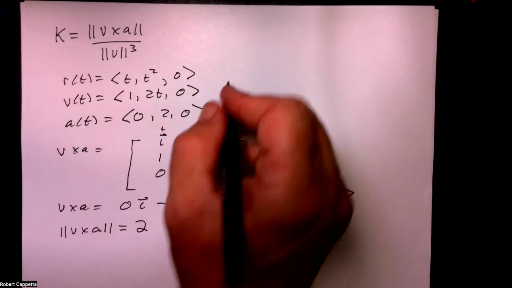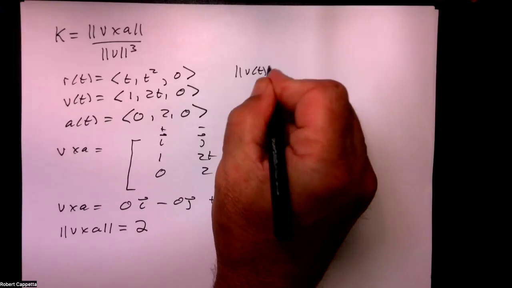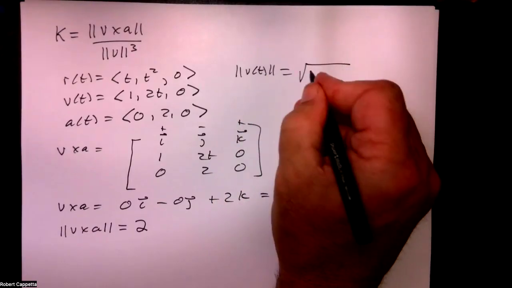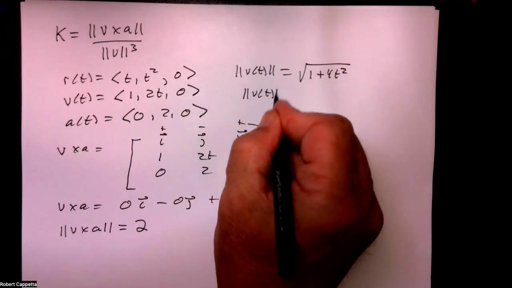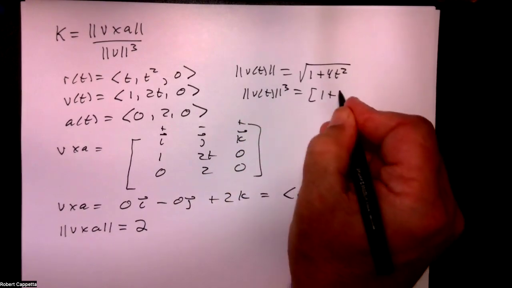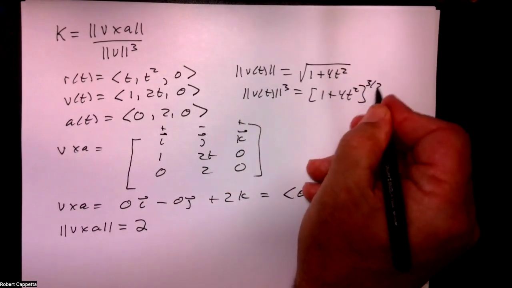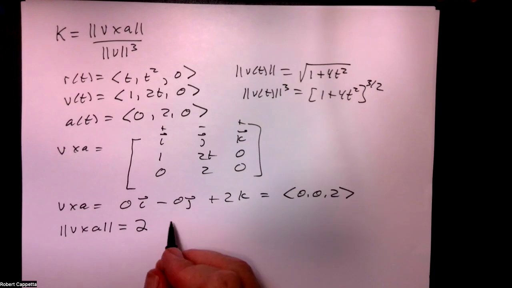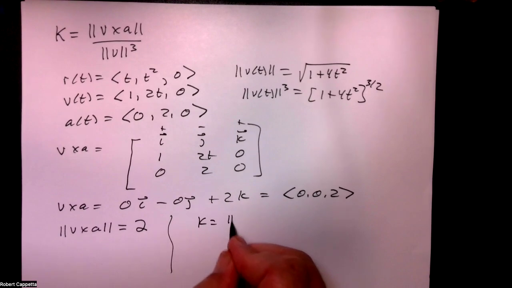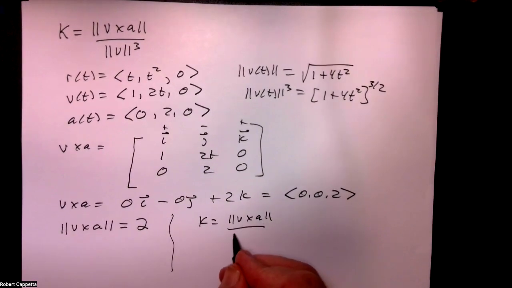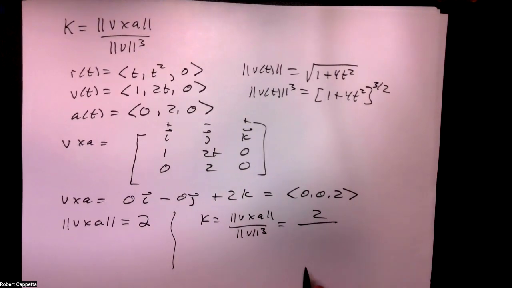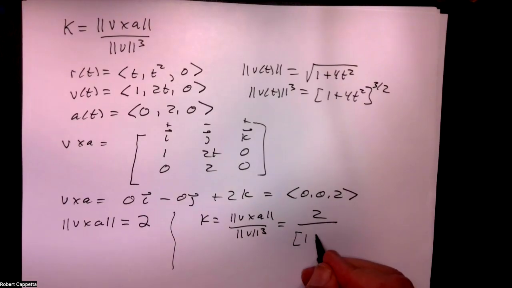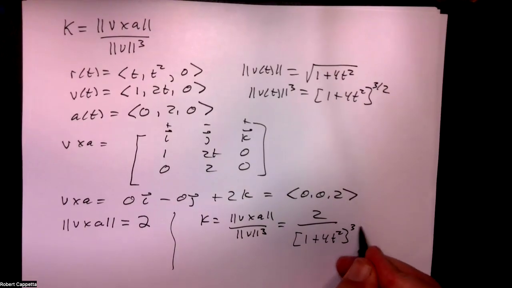How about the speed? What is the speed? The magnitude of v of t is the square root of 1 plus 4t squared. So what's the speed cubed? It's 1 plus 4t squared to the 3/2. We'll put them together. What do we say curvature is? Curvature is the magnitude of v cross a divided by speed cubed. The magnitude of v cross a, 2, divided by 1 plus 4t squared to the 3/2. And a very challenging problem becomes extremely simple using this cross product formula for curvature.